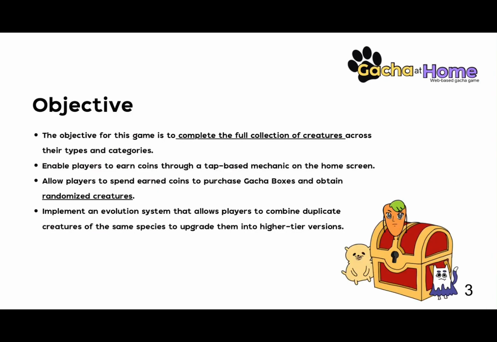Next is our project objective. The objective for the web game Gacha is to complete a full collection of creatures across their types and categories, enable players to earn coins through the tap-based mechanic on the home screen, and allow players to spend coins to purchase a Gacha box and obtain randomized creatures. And the last, implement an evolution system that allows players to combine duplicate creatures of the same species to upgrade them into a higher level.